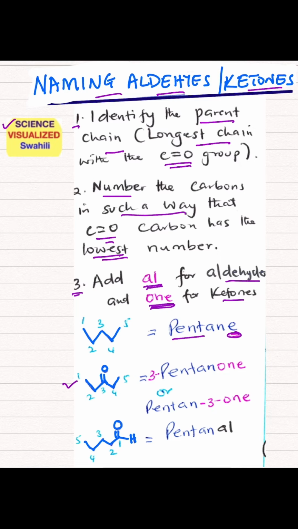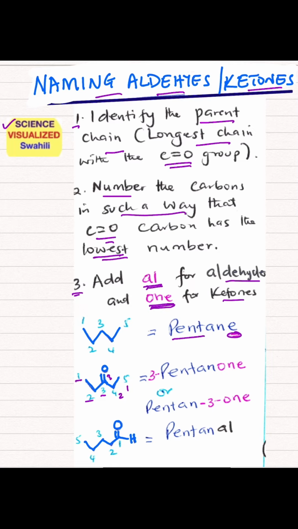So look at this first example. It has 5 carbons. If you label the carbons starting from the left, 1, 2, 3, so that carbonyl carbon is number 3. If we start from the right, it will be 1, 2, and then 3. So it will still be number 3. In this case, it doesn't matter if you start from the right or the left.